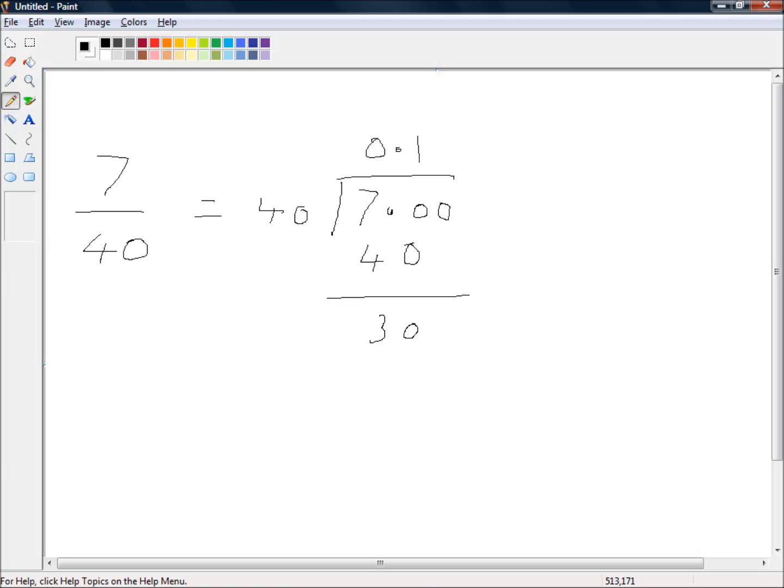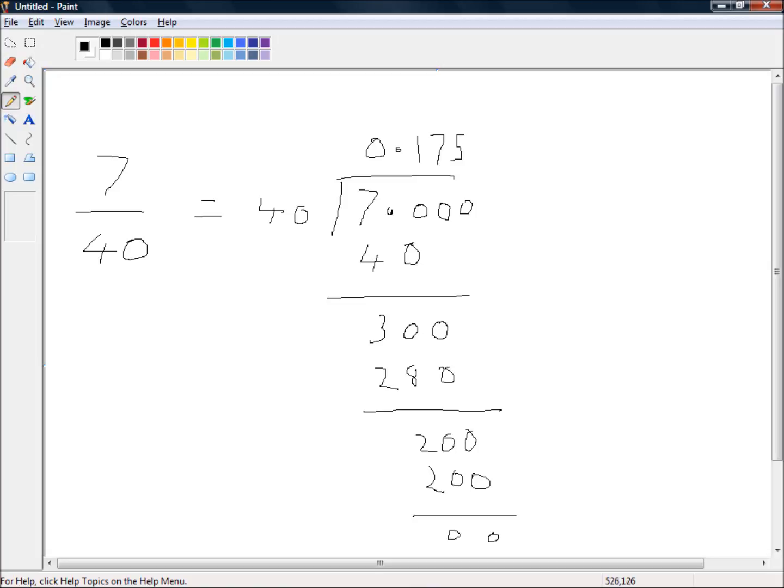We need to put in another 0. Bring that down. So how many times will 40 go into 300? Well, 7 times 4 is 28, which is as close as we can get to 30 without going over. So that's going to be a 7. So 7 times 40 is going to be 280. And we take that away and that leaves 20. 40 won't go into 20, so we put another naught in, bring down the other naught. So 40 goes into 200 5 times, because 5 times 4 is 20. And of course when you subtract that you end up with nothing.